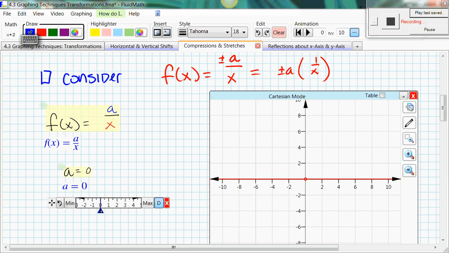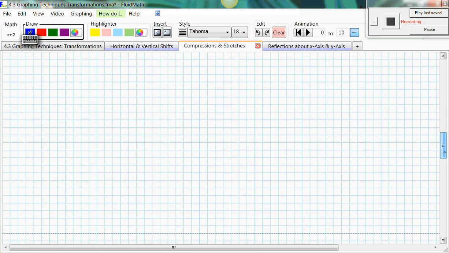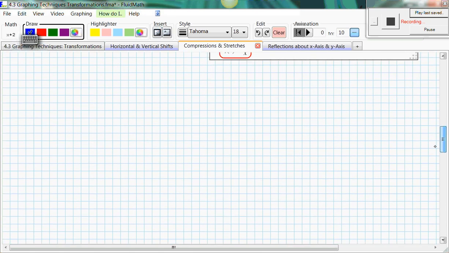So for the square root graph here, the more I multiply by, the more stretching I get. So that's a stretch. All right. Okay, let's see, do I have any more? Let's do another example. I think that'll help it out.